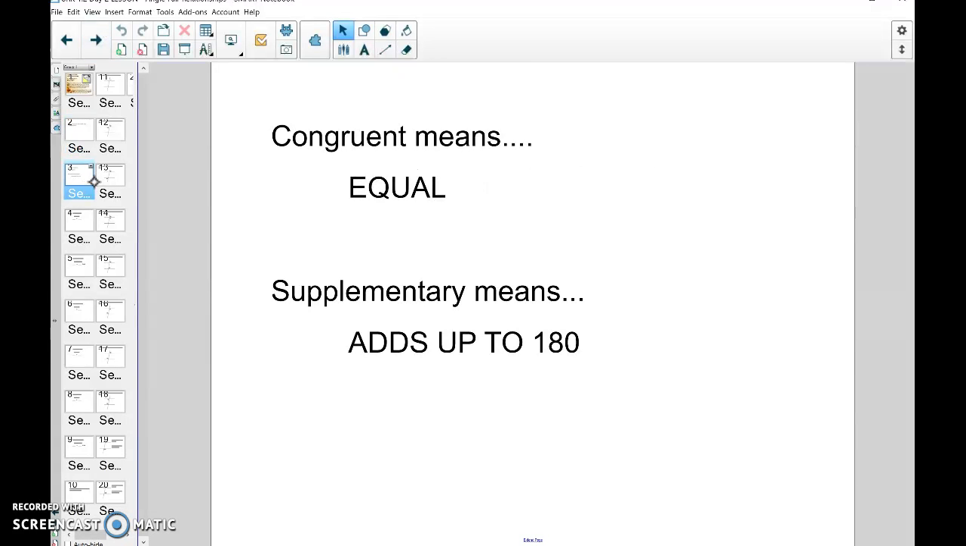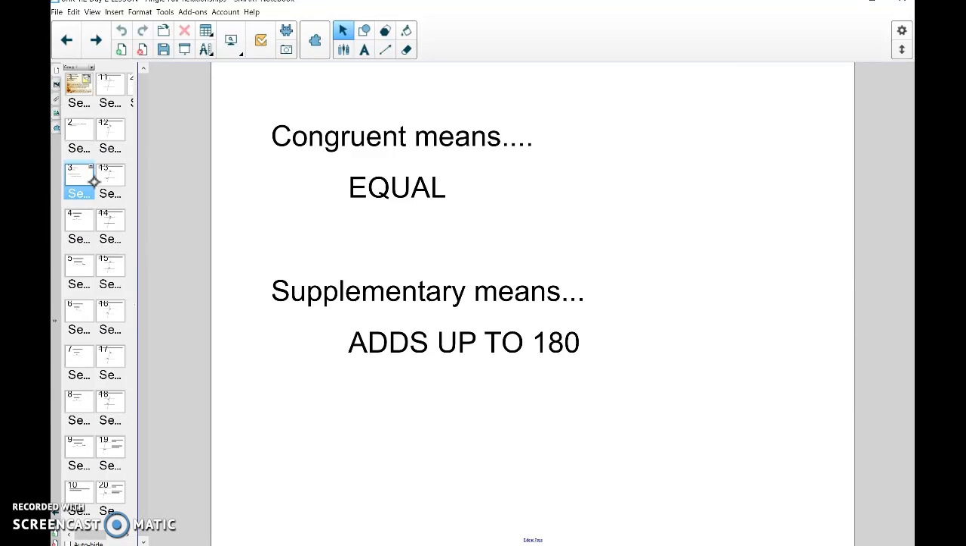While you're getting that out, something to know, we're going to be talking about these two words a ton today. The word congruent means equal. So if I say two angles are congruent, that means that they're equal to each other. So if one is 50 degrees, the other has to equal 50 degrees. Supplementary, on the other hand, means that the two angles have to add up to 180 degrees.